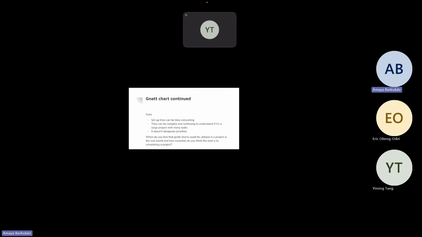And the second question I have: how essential do you think this tool is to completing your project? I feel like it is essential, but I feel like project scheduling charts are... I just feel like it's always good to have a visual so you can have an understanding, because talking about it versus actually seeing it, I think it'd be better to have both visibly and verbally talking about a project.